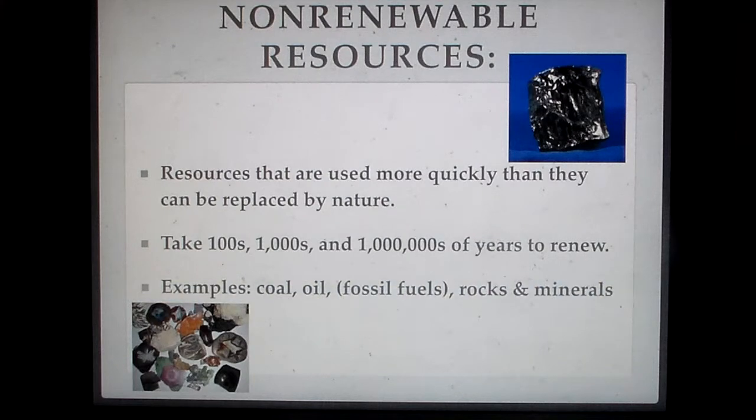And some examples include coal and oil, which we'll talk more about in a moment, are called fossil fuels, and all kinds of rocks and minerals. These are resources that the Earth does make, but when we use them, nature is going to take an incredibly long time to make more of. So as you can probably figure out, if we use up our non-renewable resources, if we use them too quickly, we're not going to have any more available because they take Earth such a very long time to produce.